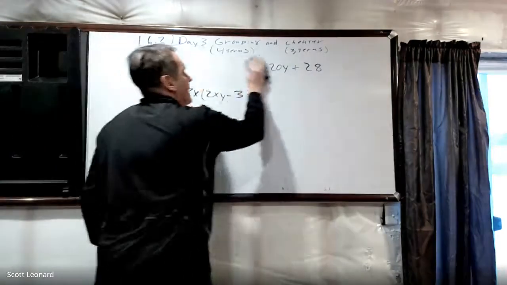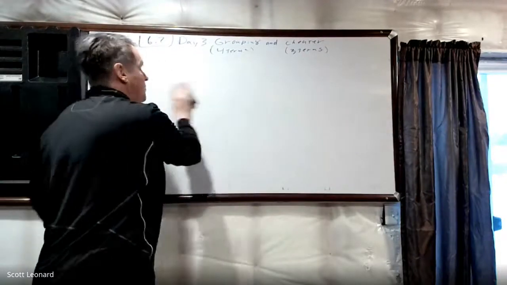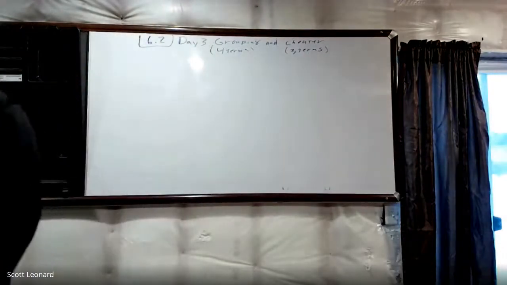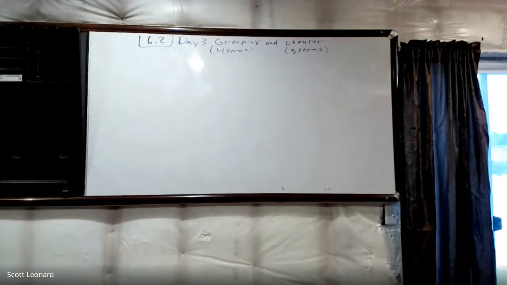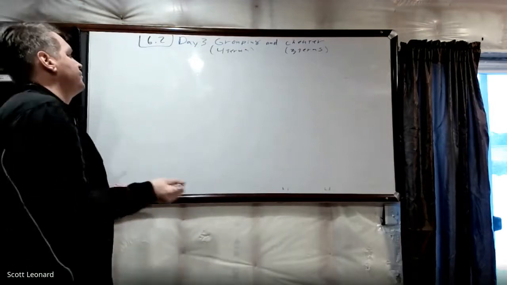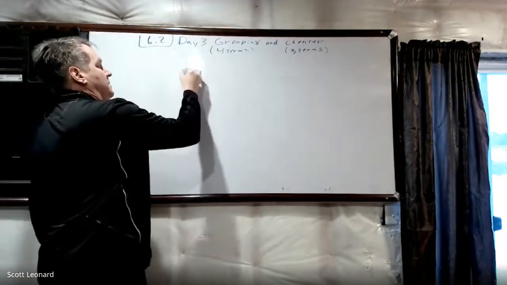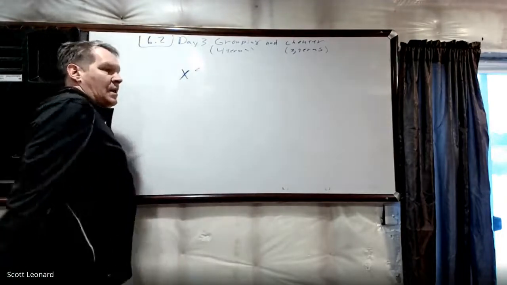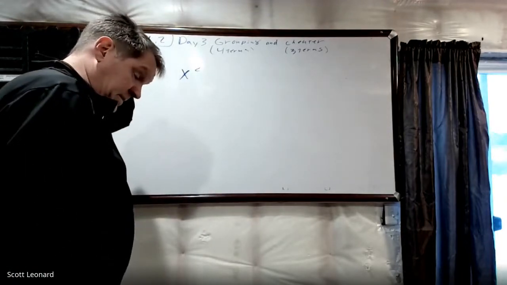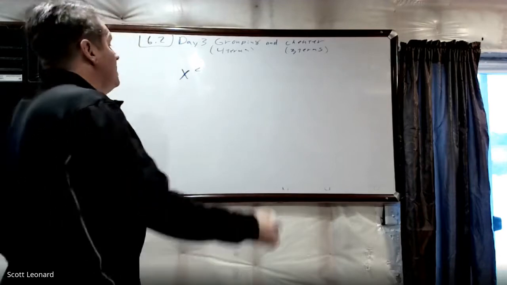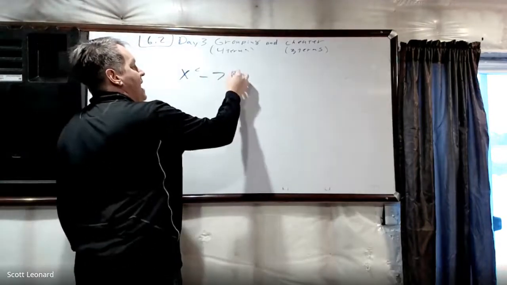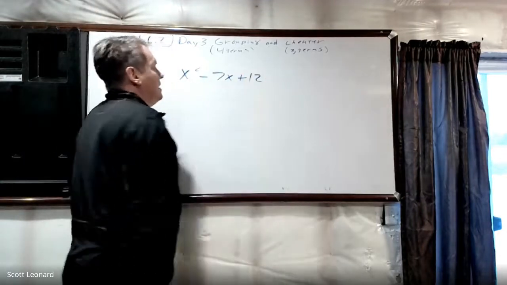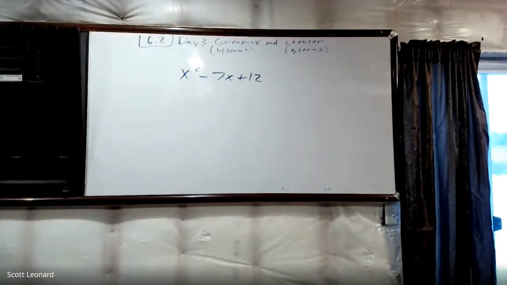Okay, what I'd like you to do right now is do a practice problem from yesterday. Let's go. Quick warm up on this. Let's go x squared minus 7x plus 12. Let's just go over our rules. See if you guys can do this one. Hopefully it just takes you about a minute.